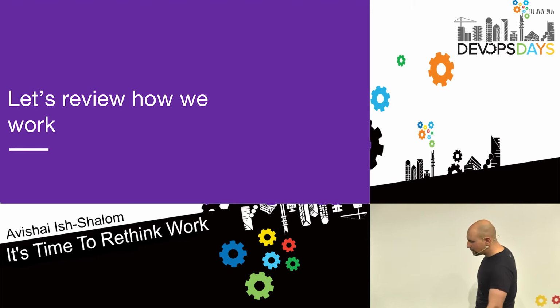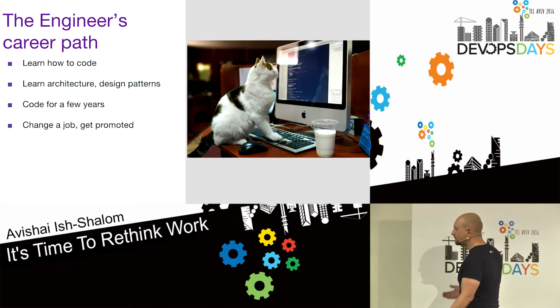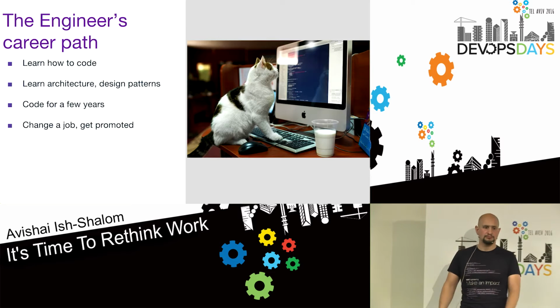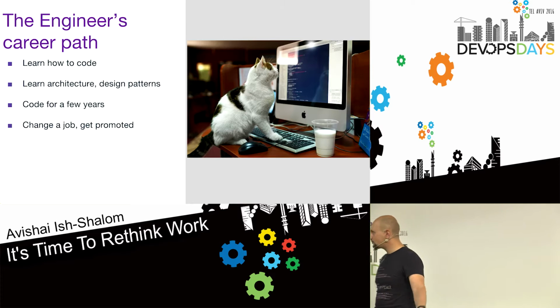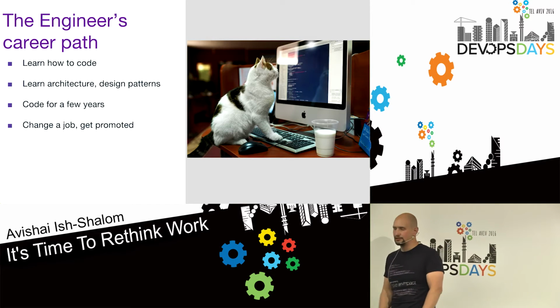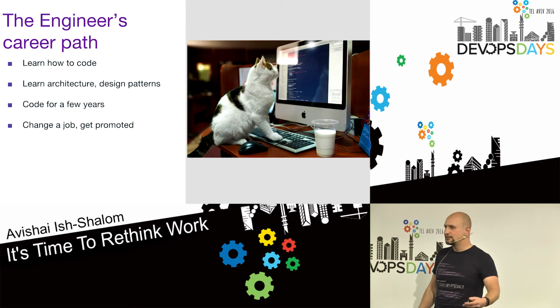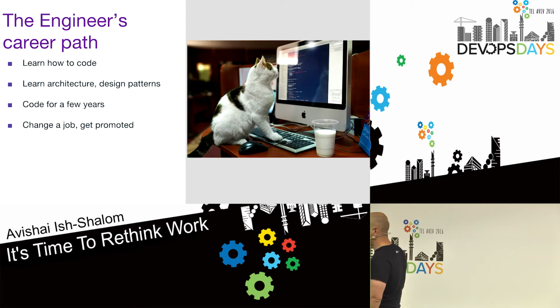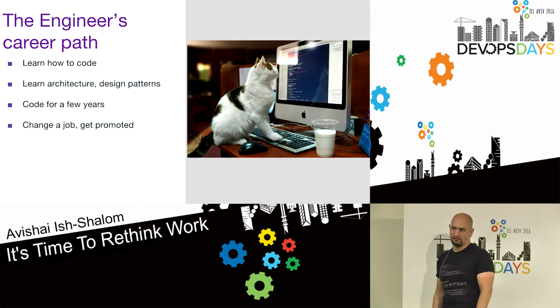So let's take a look at how we work today, currently. So as an engineer, you learn how to code. You code for a few years. You do some stuff. You build some applications. And you learn some architecture and design patterns and all the stuff that they teach you, maybe some TDD. And then you change your job, maybe every 2 years or so, because why not?